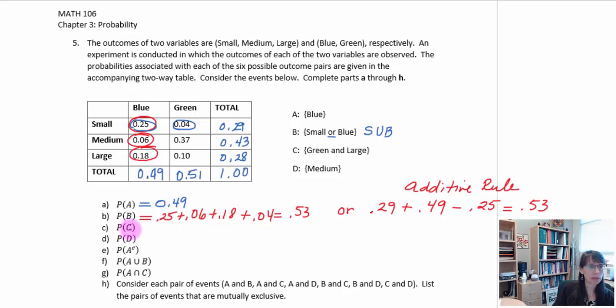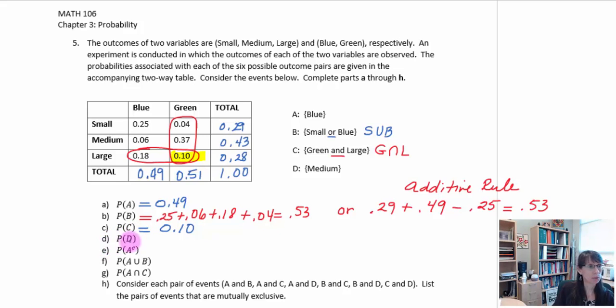Part C. The probability of event C means green and large. The word and implies intersection. So green intersecting large. So let's erase all of our circles. And we're looking for green. Here are the probabilities involving event green occurring. And the event large would be these two values. And do you see how 0.10 is included twice? So 0.10 is the intersection. This is our answer. So we have 0.10.